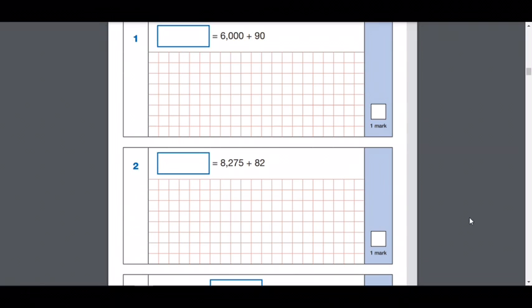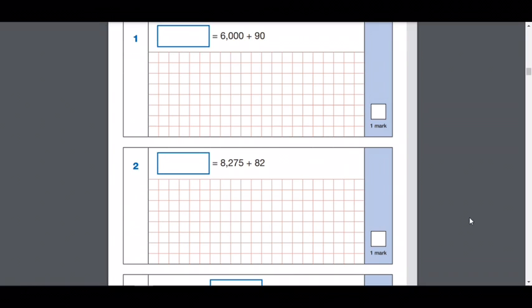6,000 plus 90. The children need to know the value of each digit. They need to know that the 6 is worth 6,000s and that the 9 is worth 9 tens. So when adding them together, they just put the 9 in the tens column of the 6,000, so it's 6,090. Question 2 requires a formal method to be accurate.